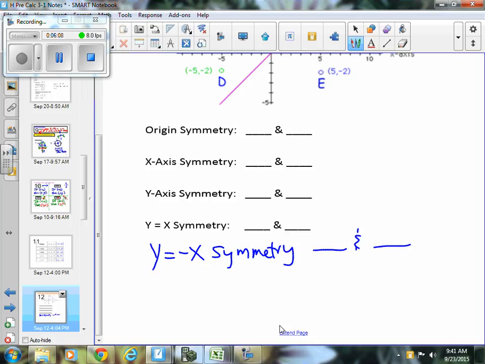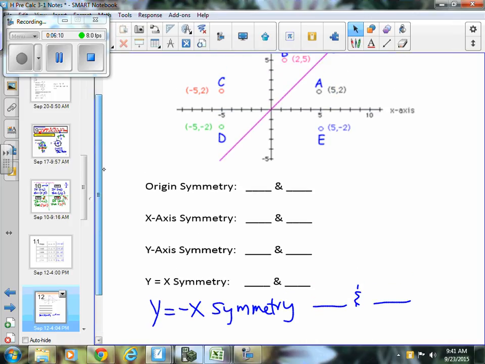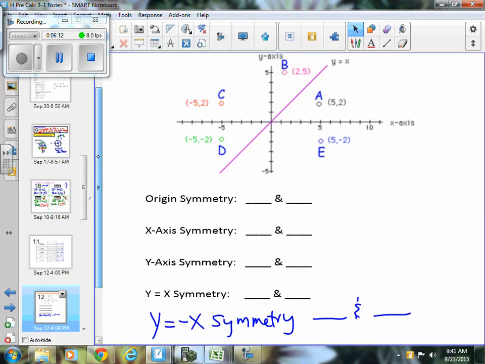What I want you to do is look for points that have these symmetries. So which pair of points, using that little guide to help you, which pairs of points have these symmetries? And there could be more than one as well. So go ahead and pause and then fill that in and then jump back in.